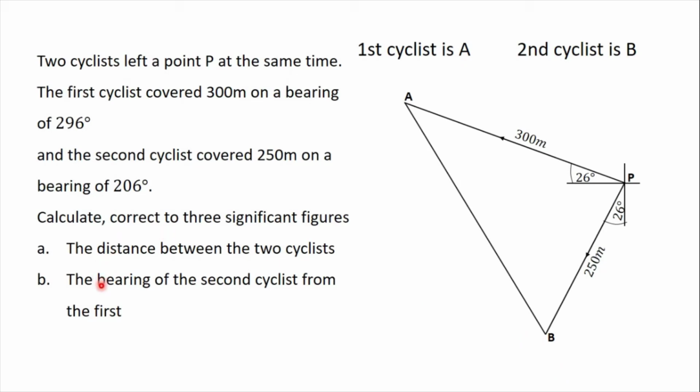Remember that point A is the first cyclist and point B is the second cyclist. It also says that we should find the bearing of the second cyclist from the first. So you are going to find the bearing of B from A.